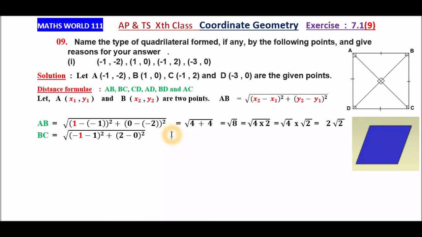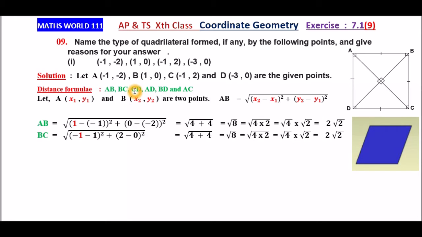2 square is 4. That is equal to square root of 4 plus 4. You got it now? 4 plus 4. So 4 plus 4 is 8, root 8. And root 8 can be written as root 4 into 2. So root 4 into 2 can be written as root 4 into root 2. What is the value of root 4? 2. So that is equal to 2 root 2. So BC is completed.